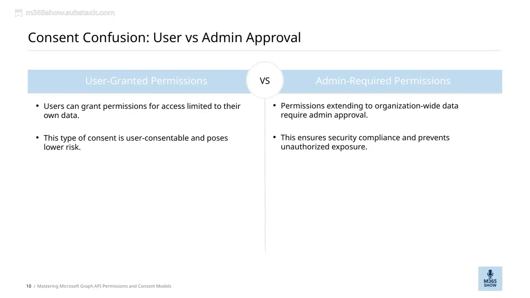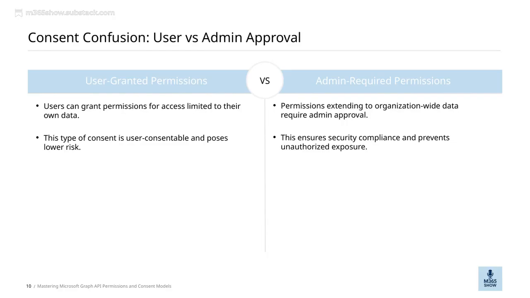Let's take a closer look at Slide 10, which focuses on consent confusion between user and admin approval. When we talk about permissions extending to organization-wide data, it's important to remember that these require admin approval. This step is crucial because it helps ensure security compliance and prevents any unauthorized exposure of sensitive information.